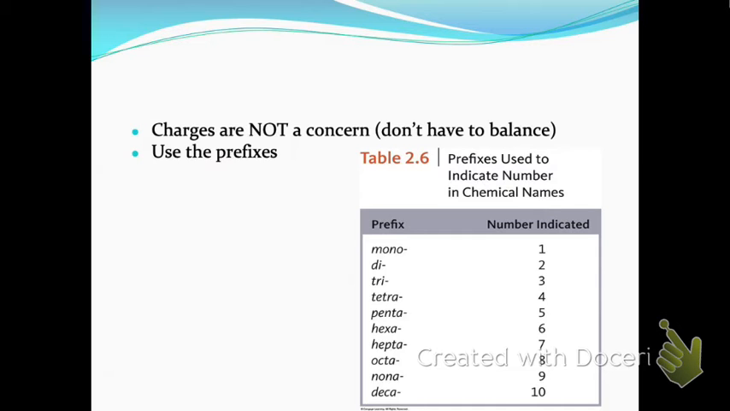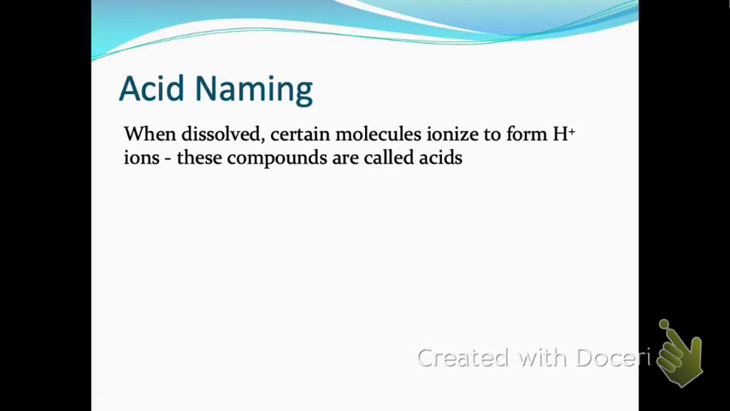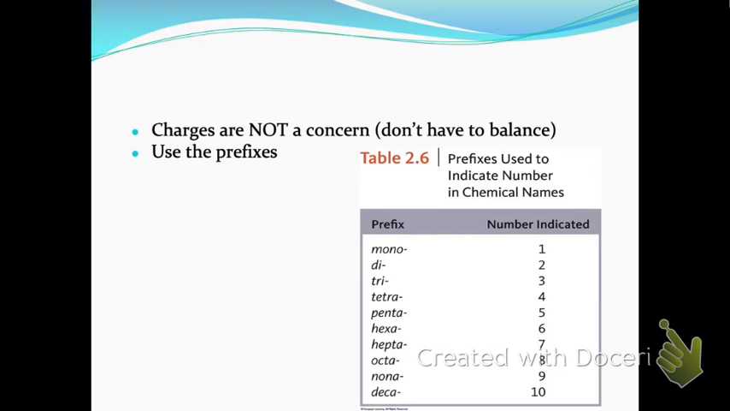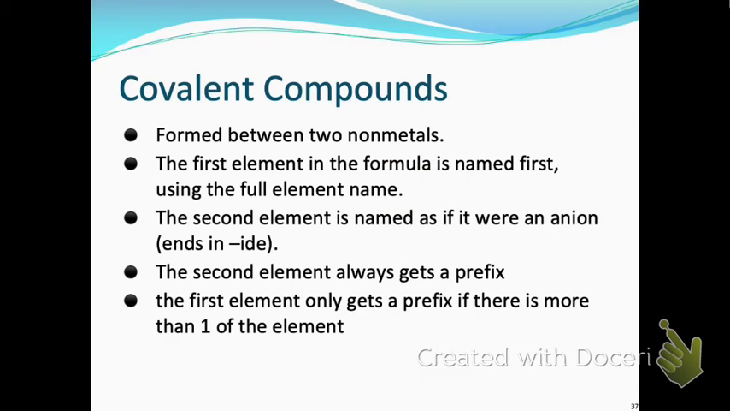Okay. So we already said we don't have to be concerned when we're talking about the charges because they're both going to be negative, so they're not going to balance, right? We're not concerned with that. And we do use the prefixes for covalent. So let's just do some practice here. With covalent compounds, there is no crisscross. There's nothing that goes with crisscross. You just read it exactly as is shown.